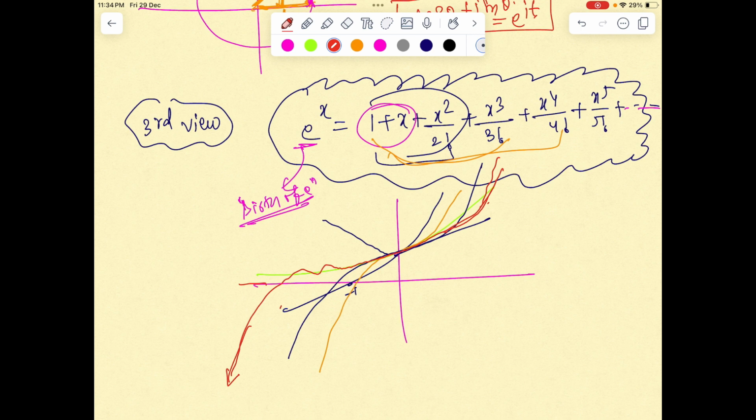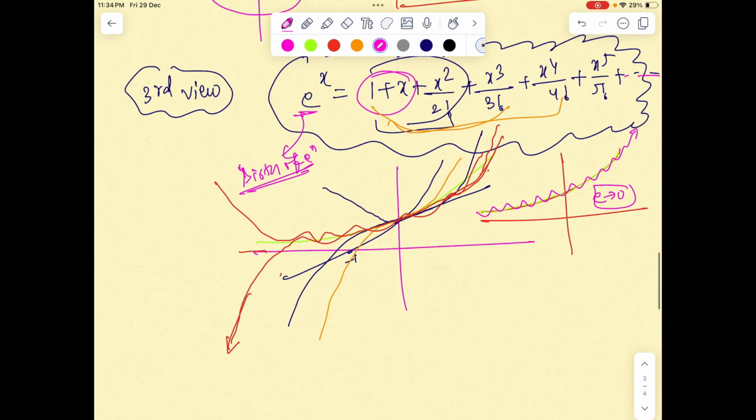In fact, for an odd number of terms, the graph will go down, and for an even number of terms, the graph will do like this, right? So fundamentally, what does it mean pictorially? If we take infinite terms, then e to the power x will exactly resemble it. Fundamentally, if we take infinite terms, the e to the power x graph will exactly merge with the graph of the RHS. So the error will almost tend to 0.